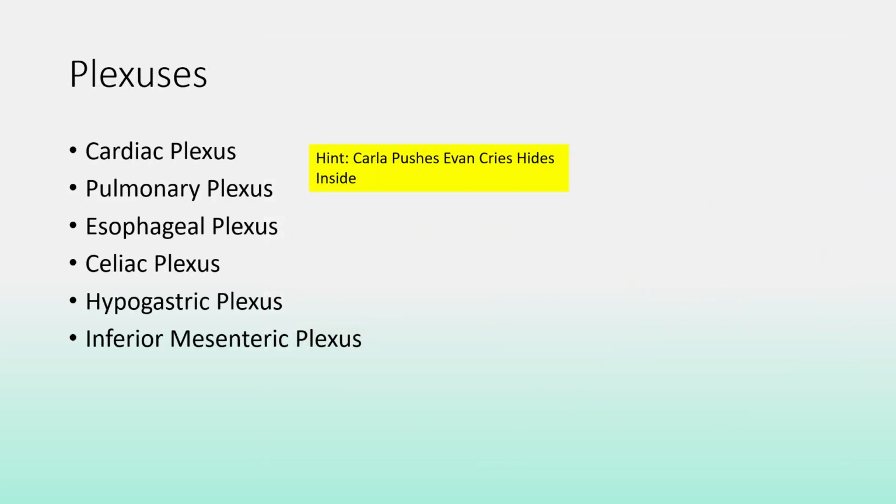And lastly, we have plexuses. So plexuses occur when the parasympathetic and sympathetic fibers mix and combine to form these plexuses. So we have the cardiac, the pulmonary, the esophageal, the celiac, and the hypogastric plexus, and the inferior mesenteric plexus. So a mnemonic that I like to use is Carla pushes, Evan cries, hides inside.